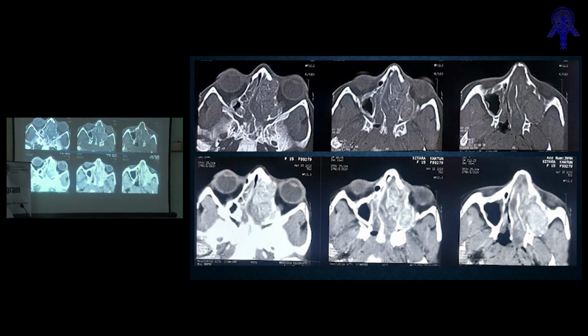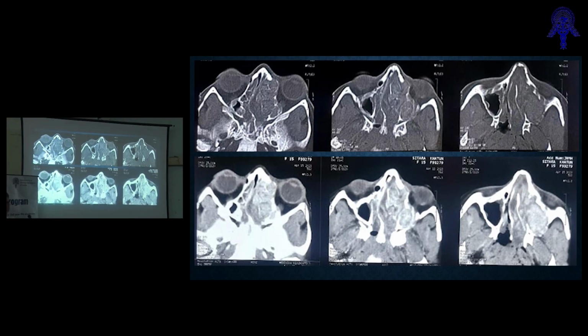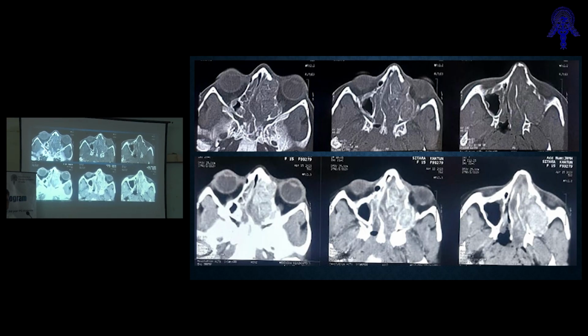there is a right sided unilateral sinonasal mass involving right sided, or which side? Sorry, it's left sided. Left, so laterality is very important. Involving the nasal cavity and the left maxillary sinus, yes, with mucosal thickening of the opposite right side.